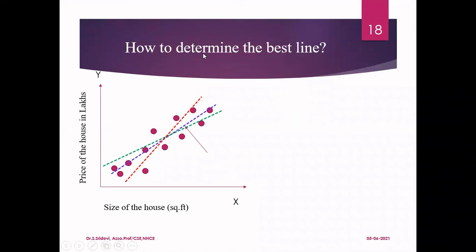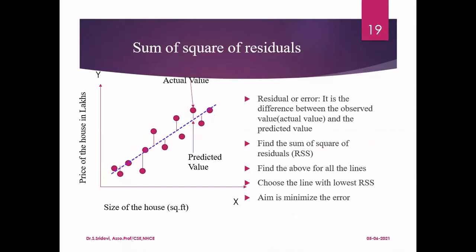So I have to determine which is the best line, because none of the straight lines will pass exactly through all the points. It will cover some of the points and have some deviation from the remaining points. So how to select the best line? That is a very important concept in linear regression.